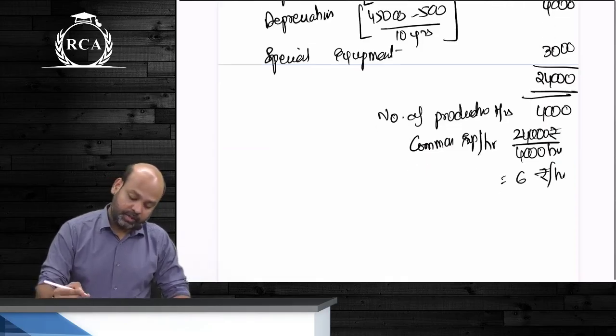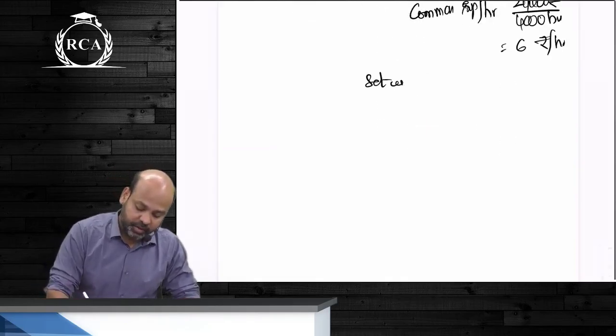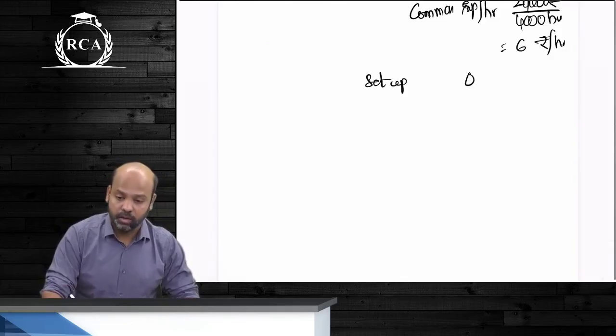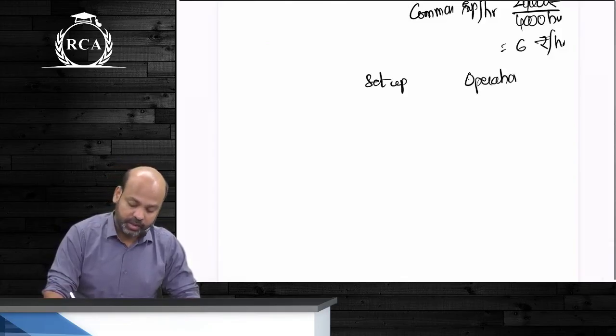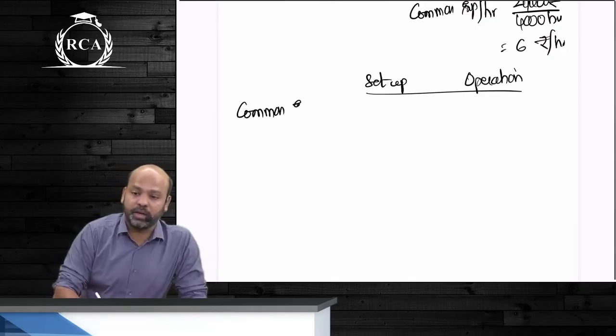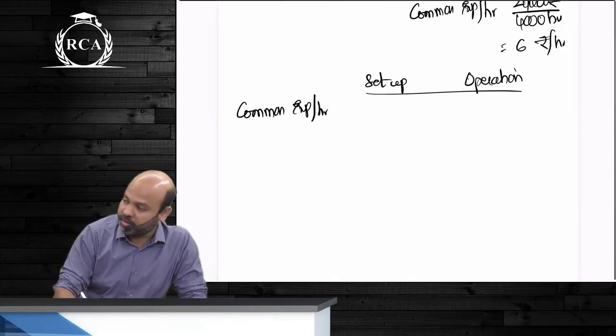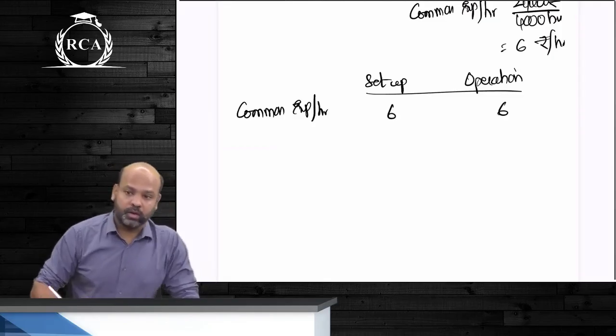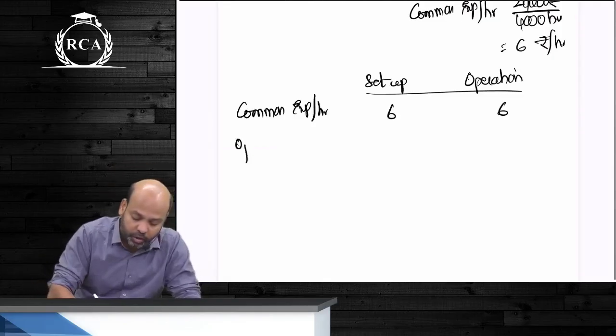Now, as I told you beta, because the expenditure is different, we're going to compute a separate rate for setup and operation. Our common expenses per hour, guys, अभी कितना आया था यहाँ पे? 6 rupees. To this common expenses, guys, is supposed to add operator wages.